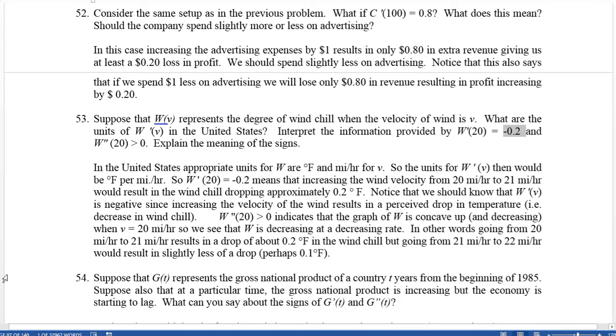All right, how about this one here? Suppose that G of t represents the gross national product of a country t years from the beginning of, let's say, 1985. Suppose that at a particular time the gross national product is increasing, but the economy is starting to lag. What can you say about the signs of G prime of t and G double prime of t? Press pause now.